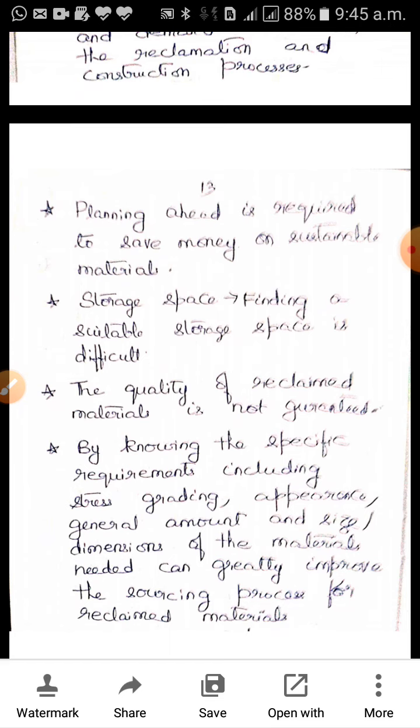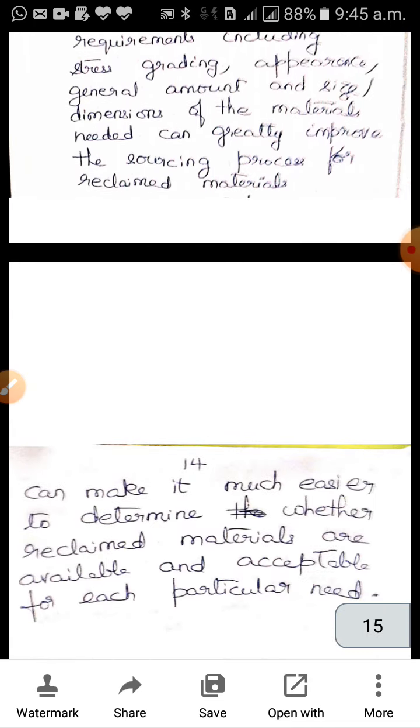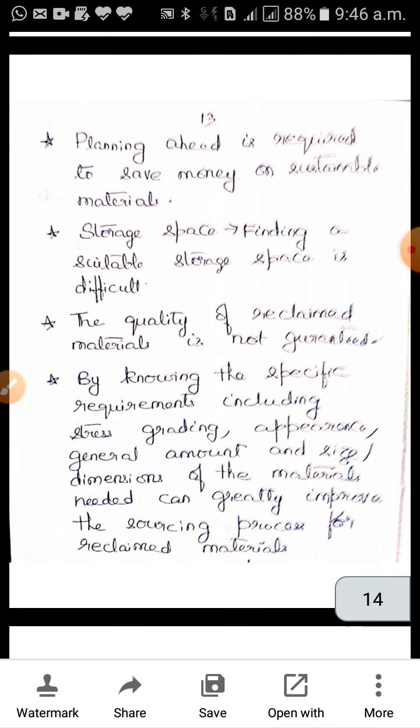You have to know the specific requirements, what you need, including the stress grading, the appearance, the general amount, and the size and dimensions of the materials. If you plan ahead, you can improve the sourcing process, the first step, how to segregate from the source. It will also be easier to determine whether the reclaimed materials are available first and then acceptable for our need. Storage space can be a problem, so you have to find a suitable storage space, and the quality is not guaranteed, the same disadvantage as for recycled material. I hope this was interesting. Okay, thank you guys.